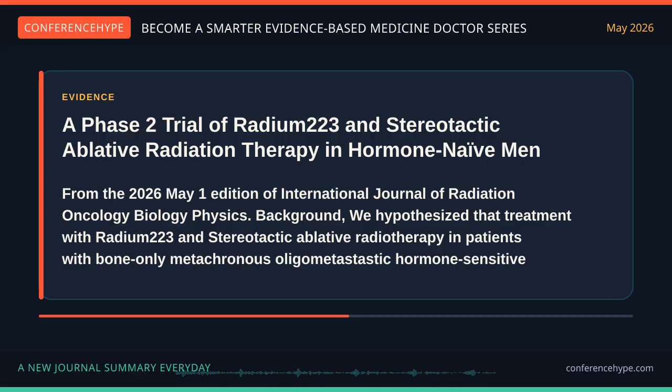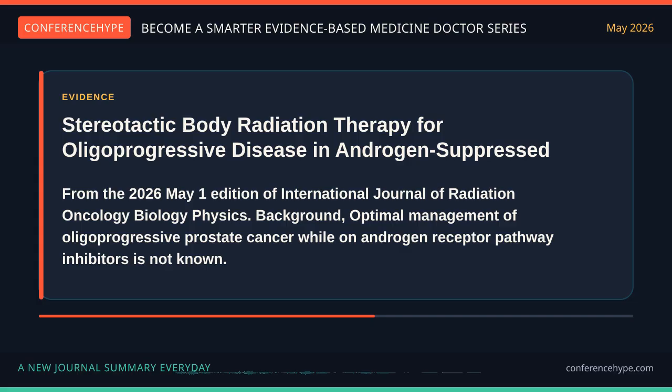Results: the median number of Ra-223 cycles was 6. Discussion: in this Phase 2 trial, the initial use of Ra-223 and SABR for MO-HSPC significantly delayed ADT use compared with historical controls. From the 2026 May 1 edition of International Journal of Radiation Oncology Biology Physics.